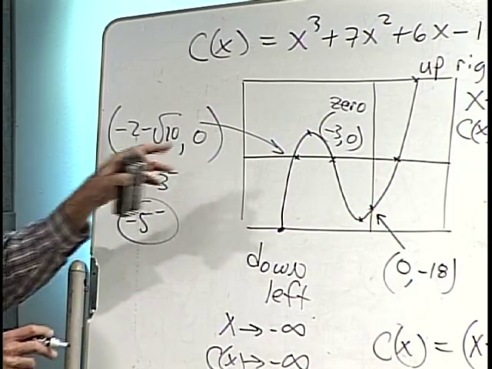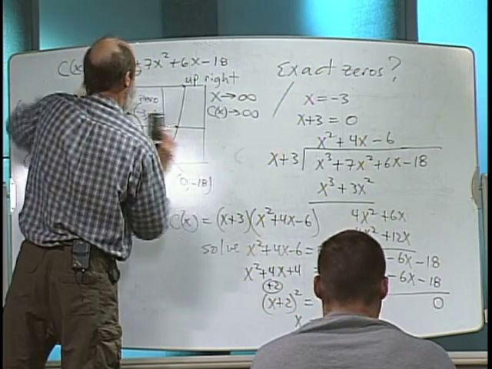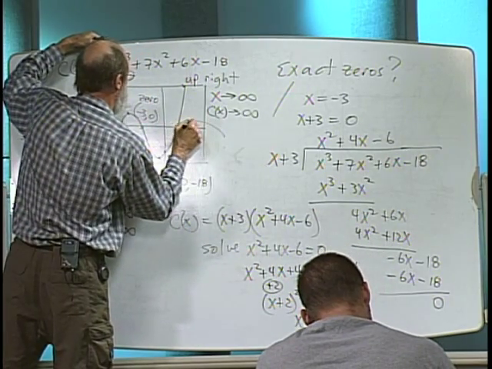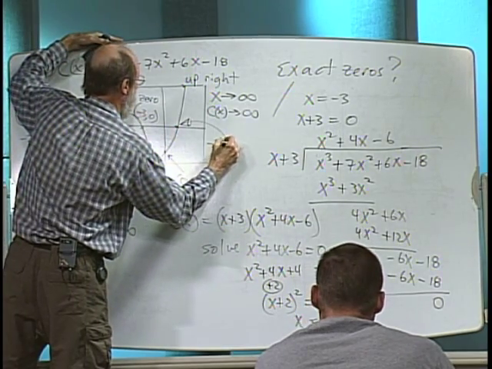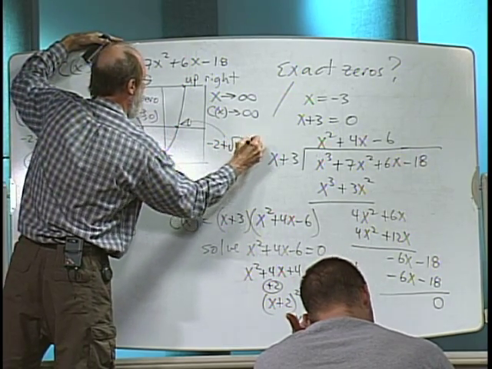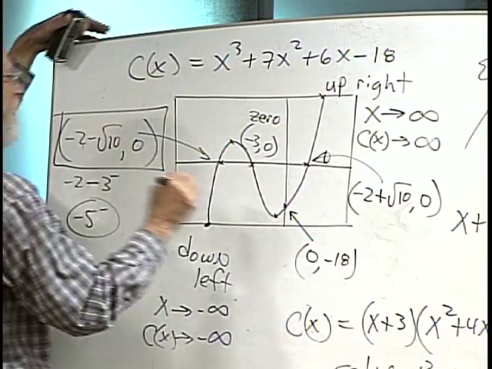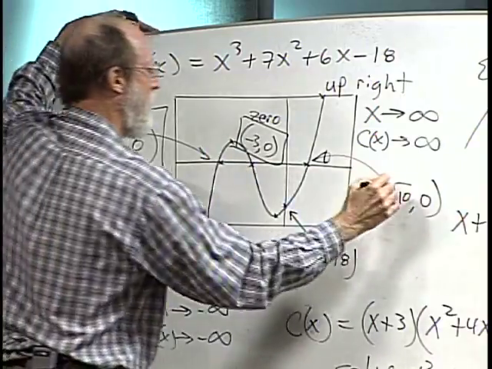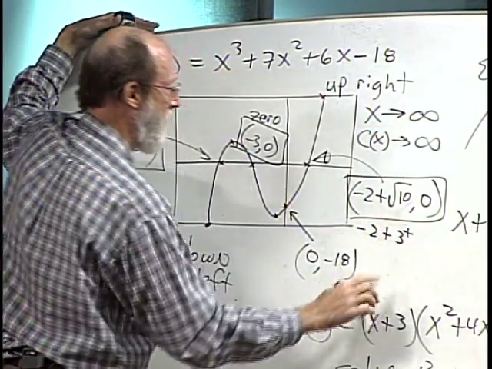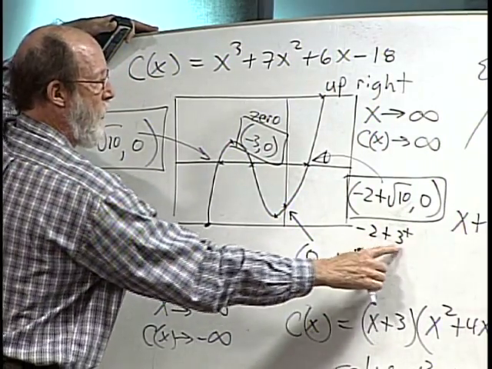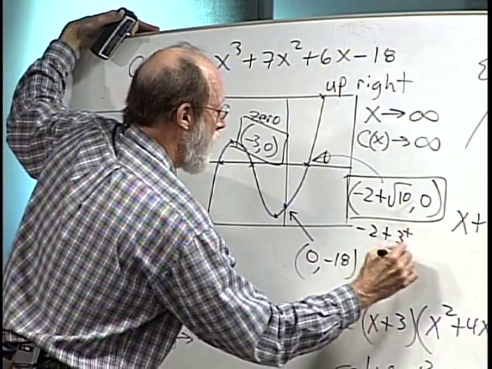The other one is right here. And this one is at -2 plus the square root of 10, comma 0. Exactly. So here are the exact zeros. And this is -2 plus a number a little bigger than 3. Take 2 away from a number a little bigger than 3, and you get a number a little bigger than 1, don't you?